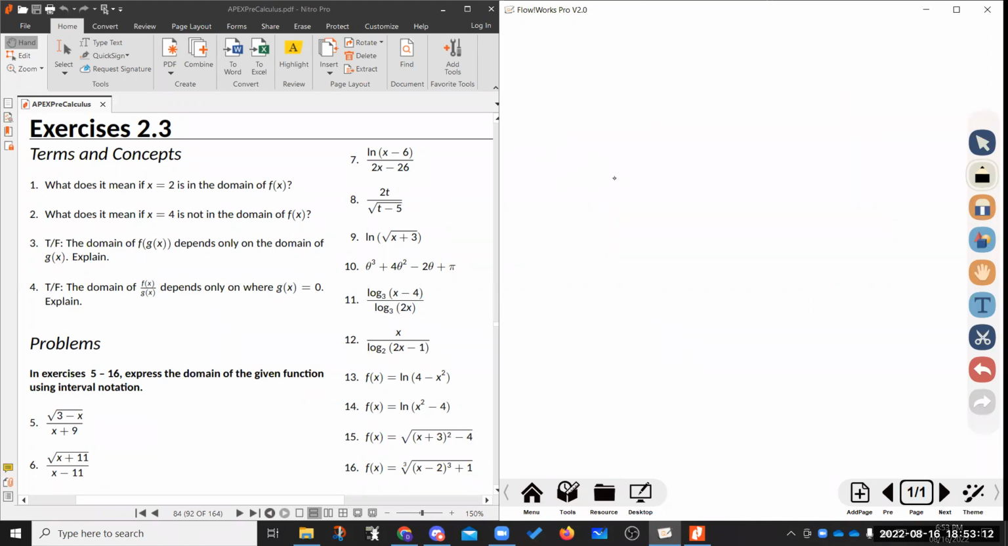So, the domain of f of x divided by g of x depends only on where g of x is equal to 0. It's also not exactly true, because f of x could be something that's not a polynomial. It could be something that has a restricted domain, such as a square root. So if I had something like the square root of x minus 2 over x minus 5, then we have to restrict our domain to x greater than or equal to 2, but not equal to 5. There's an open circle there. So our domain is going to depend on both the numerator and the denominator.